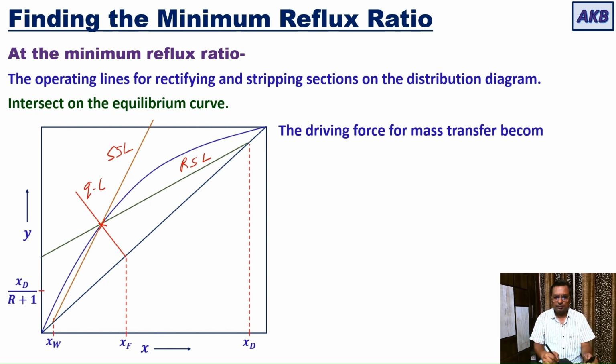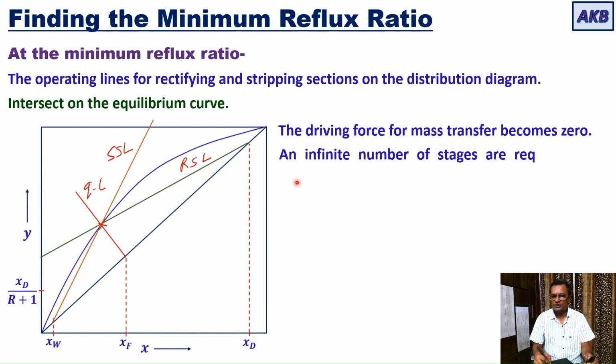So when these lines are intersecting on the equilibrium curve, the driving force for mass transfer becomes zero, because the driving force is the magnitude of the distance between the equilibrium curve and the operating line. Now when they are intersecting on the equilibrium curve, the distance becomes zero. We are talking about distance along the Q line. And since the distance is zero, the driving force for the mass transfer also becomes zero.